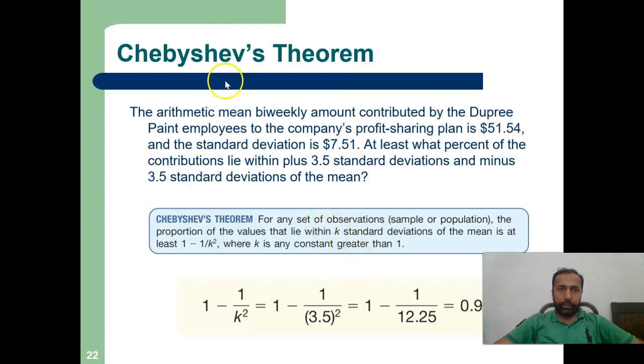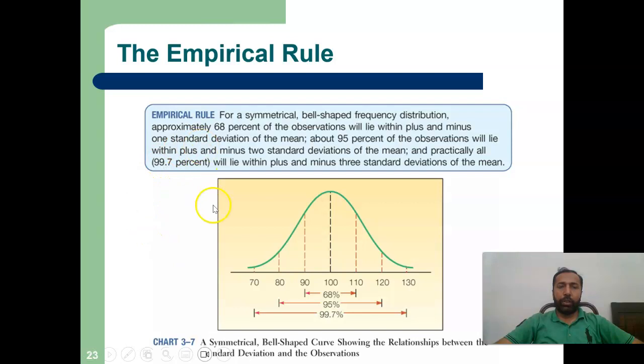One thing is that this theorem is applicable to any type of distribution. It does not state that there should be a normal distribution or any other specific distribution. However, if we want to be more accurate and the distribution is normal, then we can become more accurate.